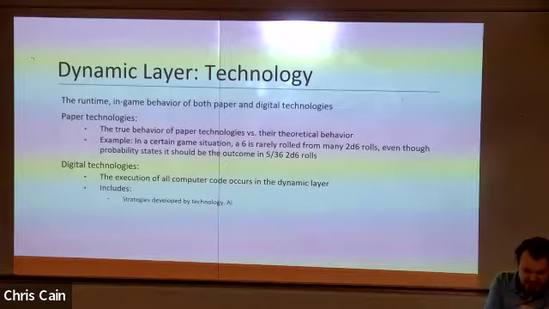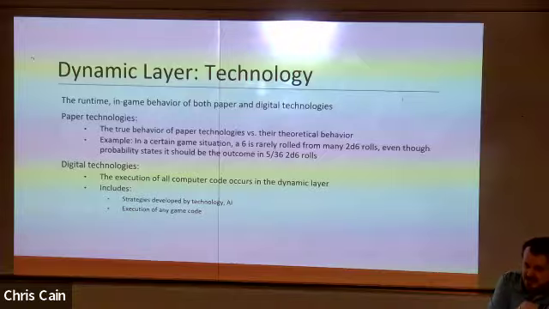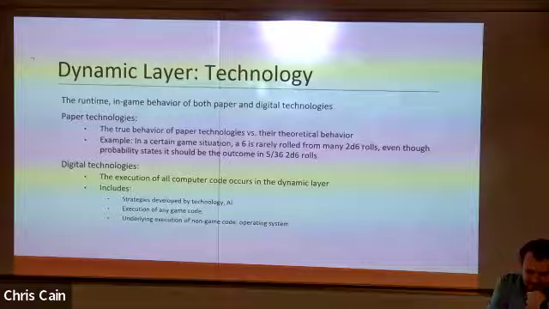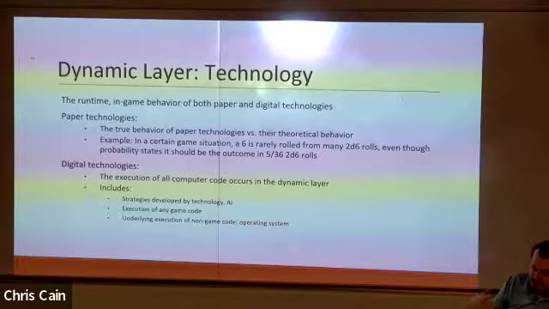So anything, strategies developed by technology, more hard-coded, any strategy that the AI is currently using to react to what you have done. Yeah, any of the execution of any game code on particular hardware in a particular play session. What operating system you're using. Maybe there are more optimizations for a particular operating system, so those who are on a particular operating system have a slightly different experience. All of that is emergent dynamic layer technology.